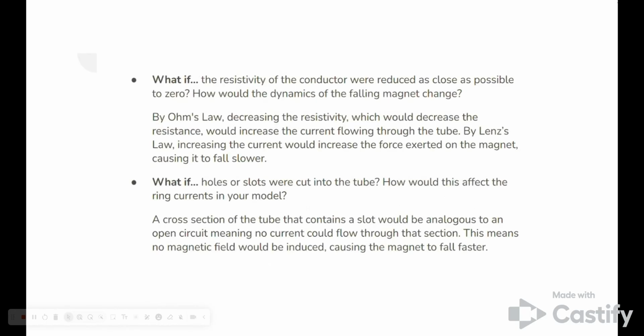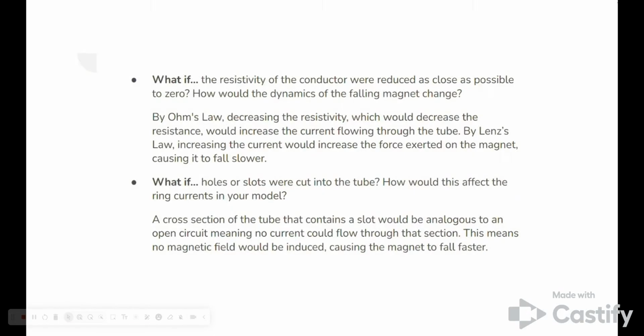So what if the resistivity of the conductor were reduced as close as possible to zero? How would the dynamics of the falling magnet change? By Ohm's law, decreasing the resistivity would decrease the resistance, which would increase the current flowing through the tube. By Lenz's law, increasing the current would increase the force exerted on the magnet, causing it to fall slower.